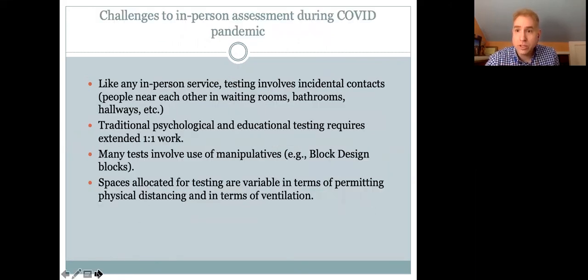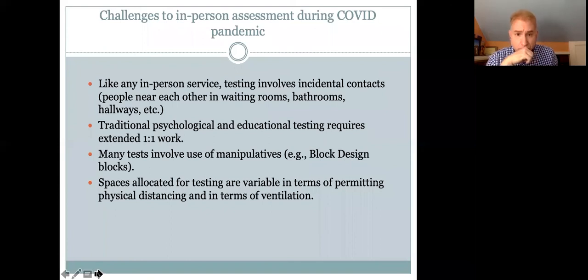And there was a pretty strong feeling that in many cases it should happen, because it is very difficult to manage in-person assessment during COVID. Like any in-person service, there are incidental contacts. People have to come into waiting rooms, pass each other in hallways. There are multi-user bathrooms, et cetera, et cetera.